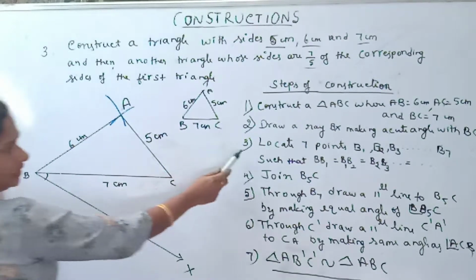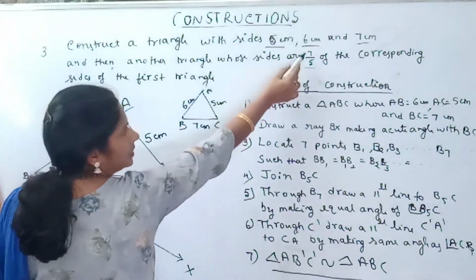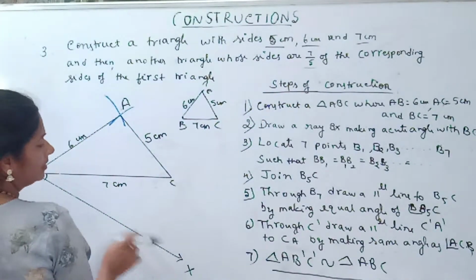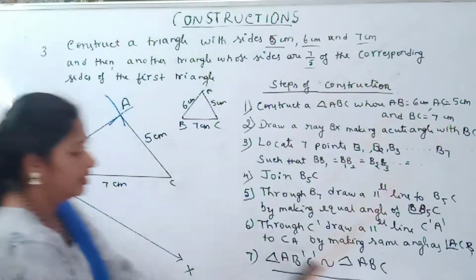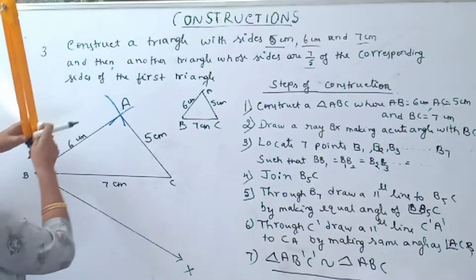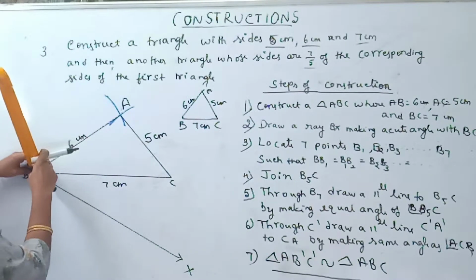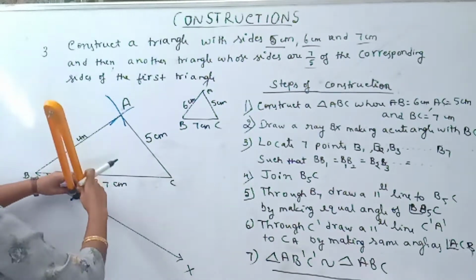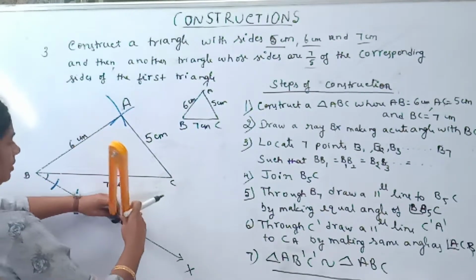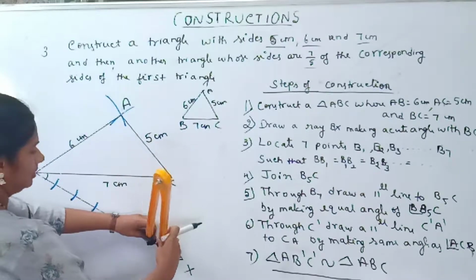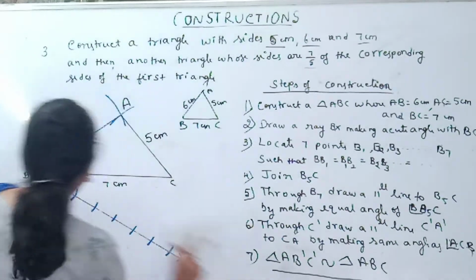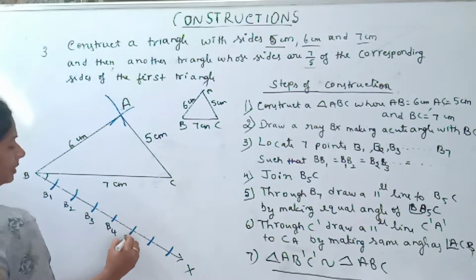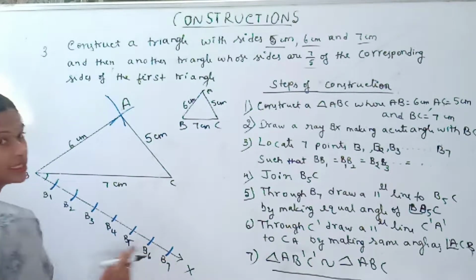Next, step 3. Locate 7 points. How we got 7 points? See the ratio 7 by 5. Greater number is 7. So we have to make 7 parts on ray BX. Take compass. Keep your compass on B. Any measurement you can take. Draw 7 arcs. 1, 2, 3, 4, 5, 6, 7. Call those arcs as B1, B2, B3, B4, B5, B6 and B7.